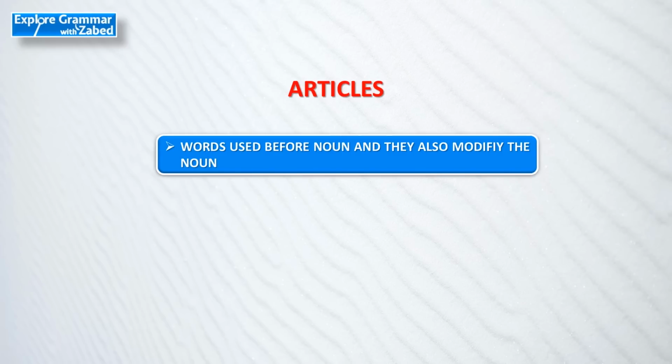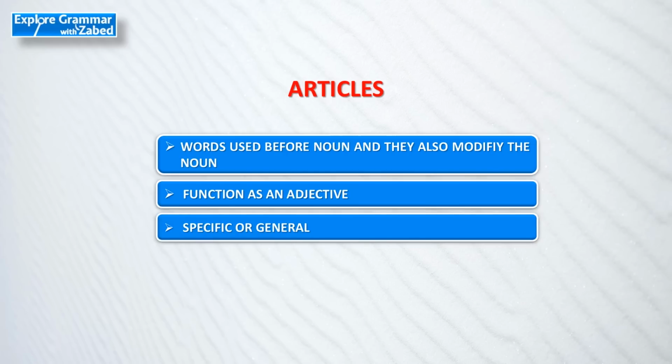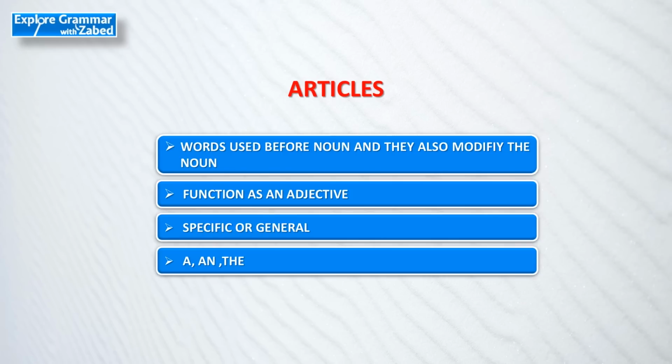At first, let's see what articles are. Articles are used before nouns and they also modify the noun, as they give more information about the noun. They function as an adjective in the sentence. Articles also define whether a noun is in a specific context or a general context. There are three articles in English: a, an, and the.